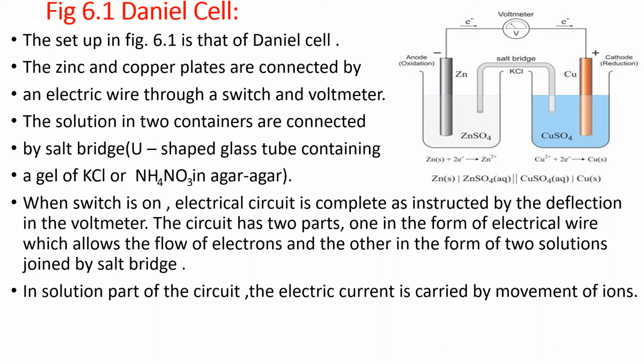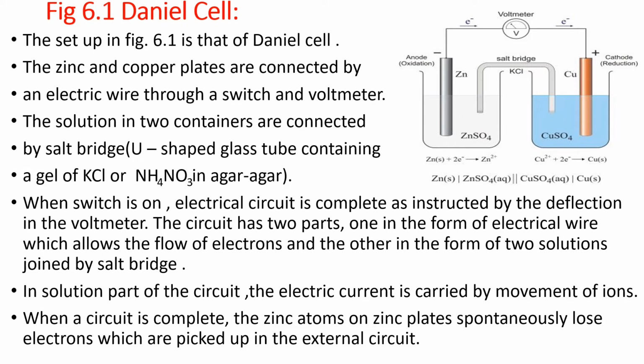Okay. When the switch is on, the electric current is complete, as indicated by the deflection of the voltmeter. The circuit has two parts, one in the form of electrical wire, which allows the flow of electrons, and the other in the form of two solutions joined by the salt bridge. In the solution part of the circuit, the electrical current is carried by the movement of ions.